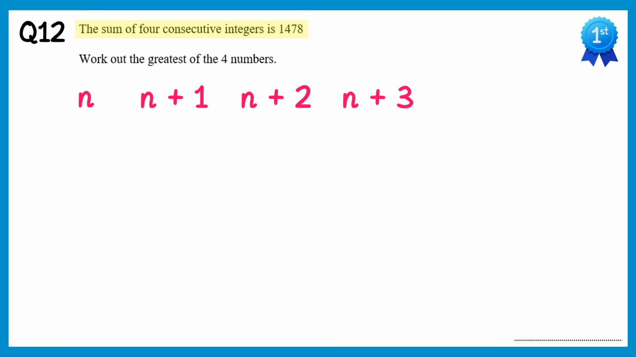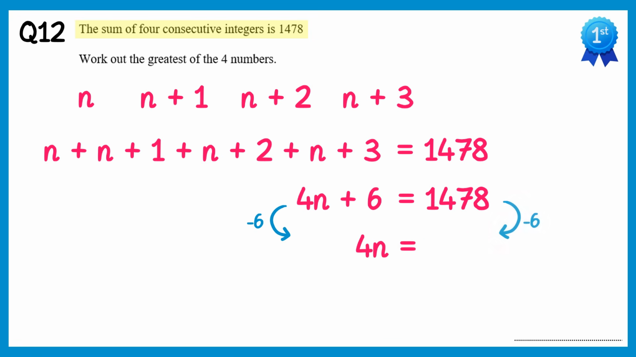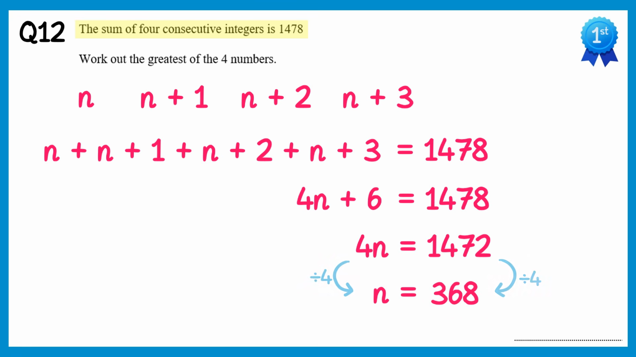Now if we've been told the sum of the numbers, we need to add all of these together. So n plus n plus 1 plus n plus 2 plus n plus 3. And this needs to make the total 1478. We can now simplify the left-hand side. n plus n plus n plus n is 4n, and 1 plus 2 plus 3 is 6. And this equals 1478. Now we just have an equation to solve, so we can take 6 from both sides. On the left that gives you 4n, and on the right 1472. Then divide both sides by 4, you get n equals 368.